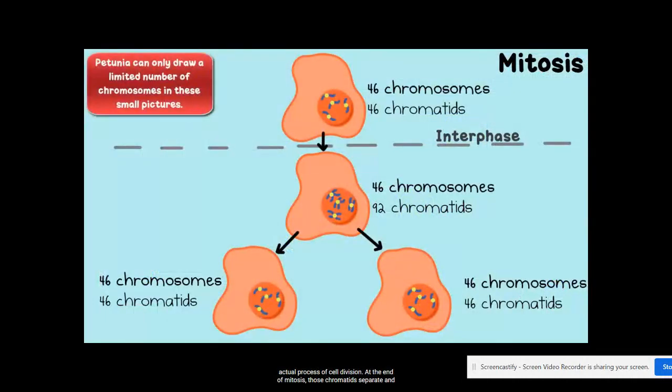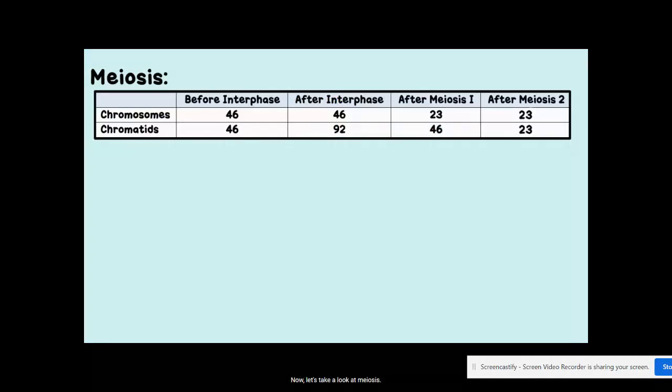So at the end of mitosis, those chromatids separate, and you end up with two cells after mitosis that each have 46 chromosomes. Those chromosomes kind of look like little sticks in this picture. The two daughter cells are identical to the starting cell in mitosis. Now let's take a look at meiosis.